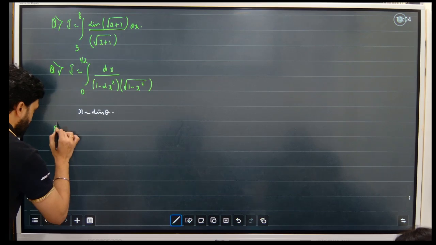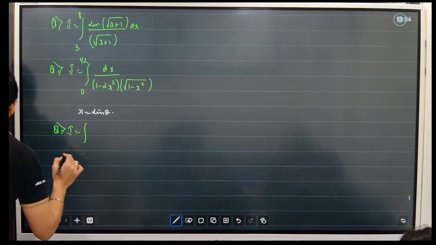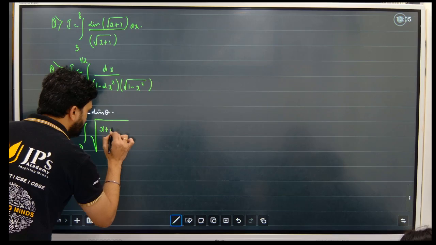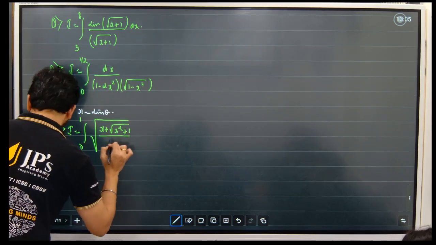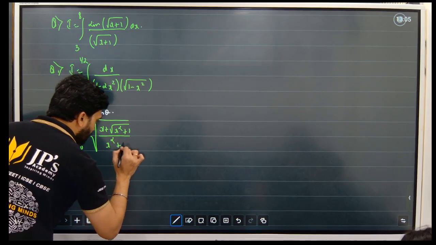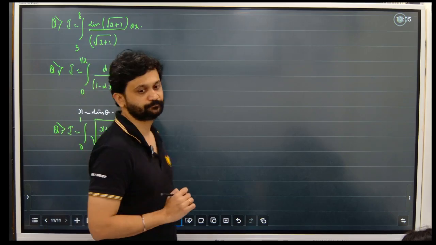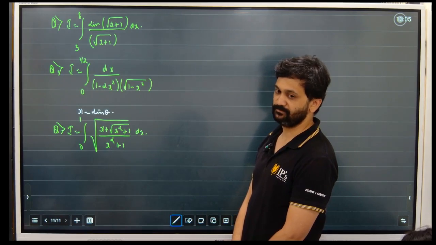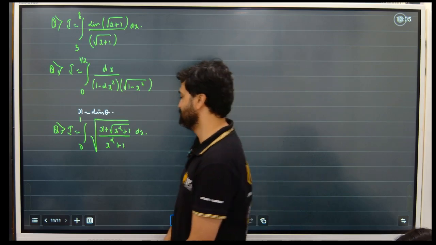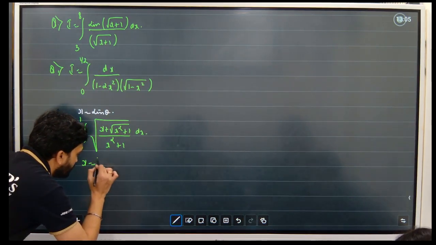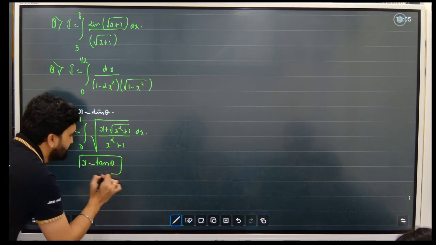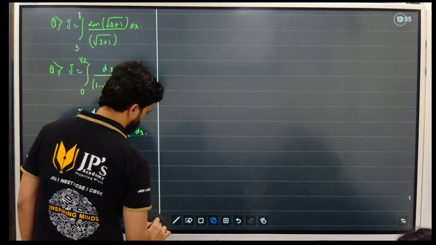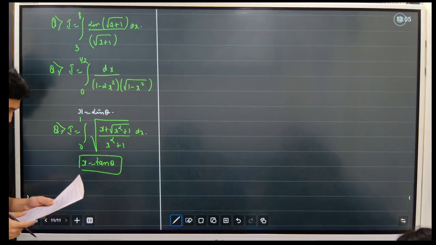Next question. Now you will tell me what will you substitute, guys. 0 to 1, under root of x plus under root of x square plus 1 upon x square plus 1 dx. Tell me. 1 plus x square. X is equal to tan theta. Very good. These are all step by step, you will get the answer. So these are all ITF related sums. Theta is equal to tan inverse x. This is how we solve it.